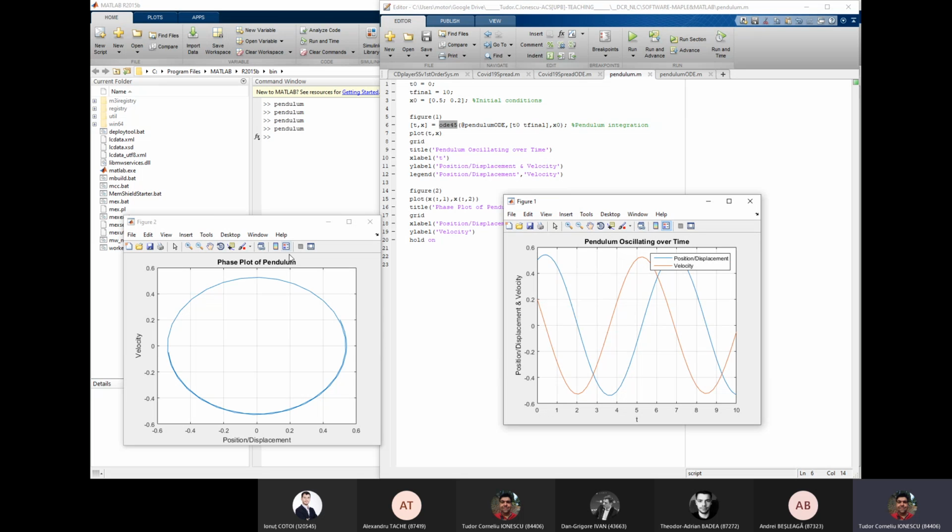In the second figure here, we have the phase plot showing the trajectory in the plane of the speed, the velocity, versus the displacement. You see, velocity versus position or displacement.